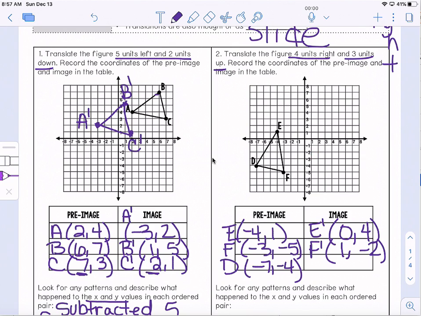And then D prime, you add 4 to -7, that's -3. And then if you add 3 to -4, you're at -1. So D prime would be at -3, -1 right here.